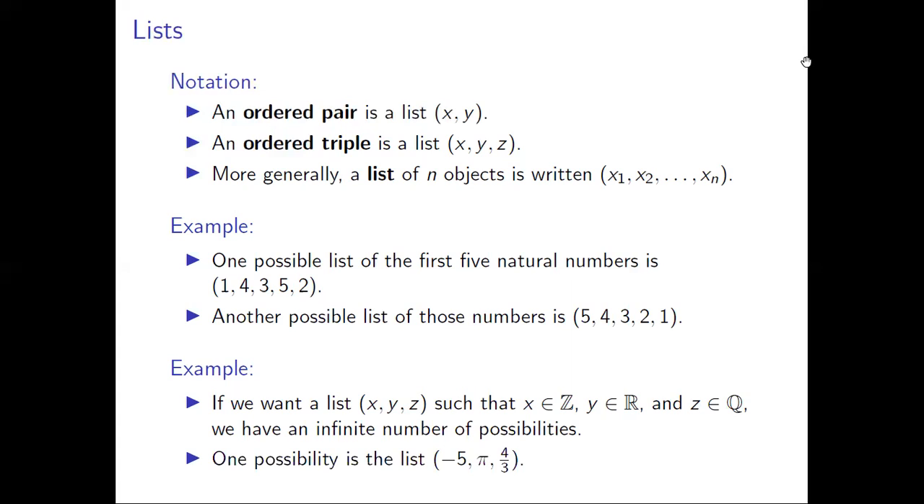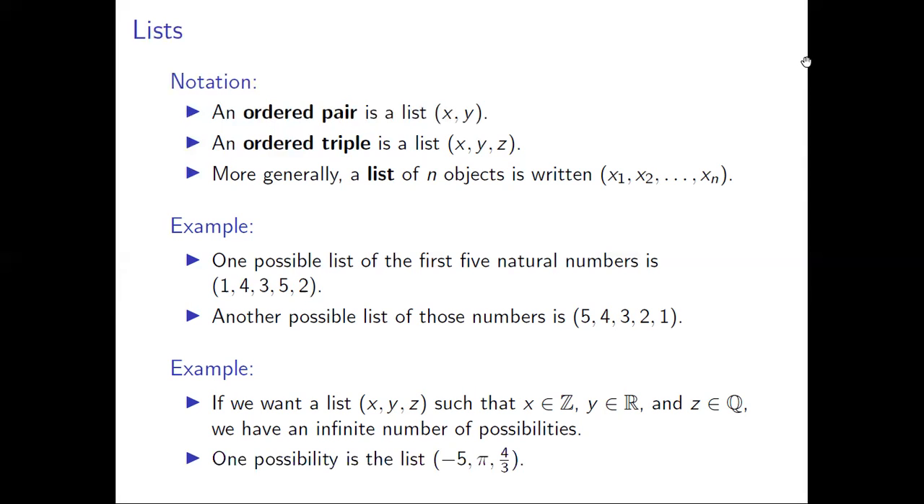For example, one possibility is the list -5, pi, 4/3, right? -5 is an element of the set of integers, an element of Z. Pi is an element of R, of the real numbers. 4/3 is an element of Q, the set of rational numbers.